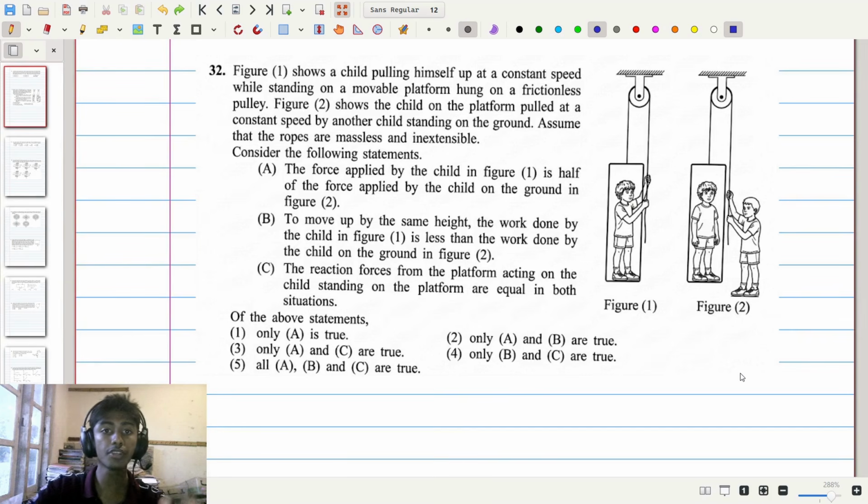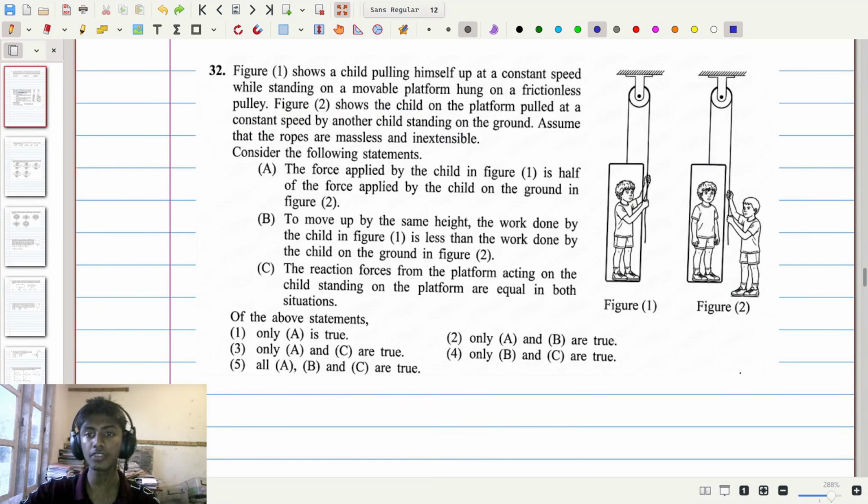Question 32 says, figure 1 shows a child pulling himself upward at a constant speed while standing on a movable platform that is hung on a frictionless pulley. So here we can see this child is moving upward at a constant speed by pulling this rope downward at a different constant speed. Now figure 2 shows the child on the platform being pulled upward at a constant speed by another child that is standing on the ground.